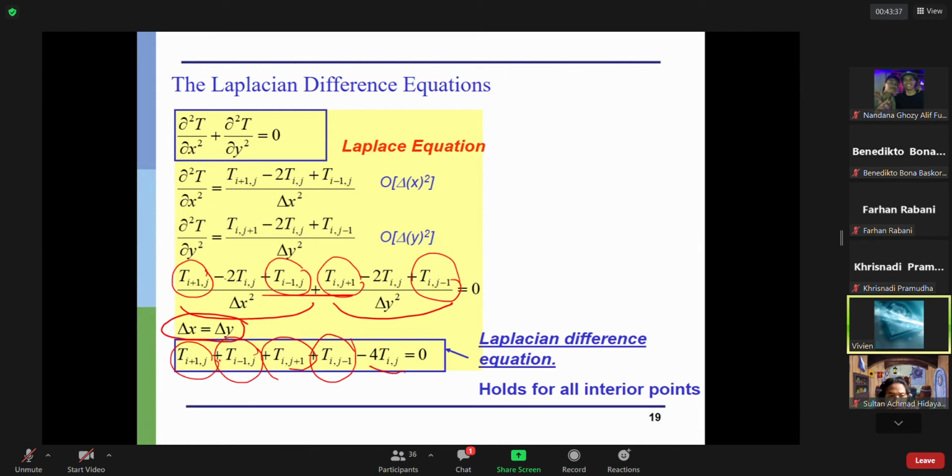And you can see that in general, when we add together the coefficients of the neighboring cells, that will be equal to the value here. Okay, so this equation holds for all interior points. It means that if we have 5 interior points, we have 5 equations like this one to be applied for each of the nodes.